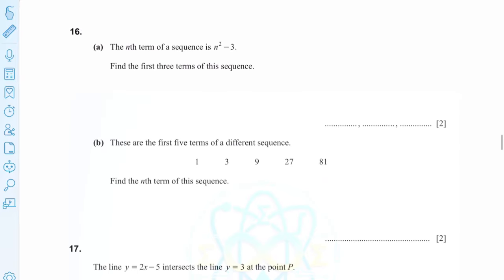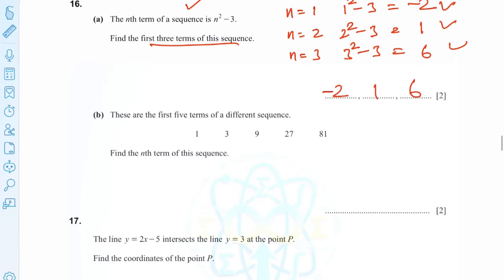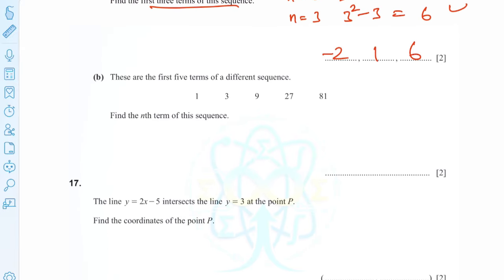Next step, easy. It's a question on sequences. Now the nth term of the sequence is given: n squared minus 3. So for the first three terms, I'll put n equals 1, n equals 2, n equals 3. So n squared minus 3: 1 squared minus 3 equals minus 2. 2 squared minus 3 equals 1. 3 squared minus 3 equals 6. So we got 3 terms: minus 2, 1 and 6. Got it? Yes.